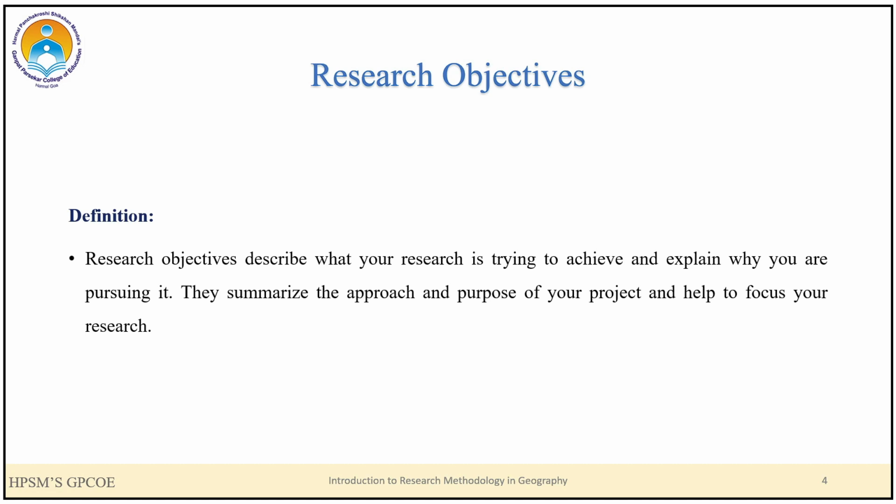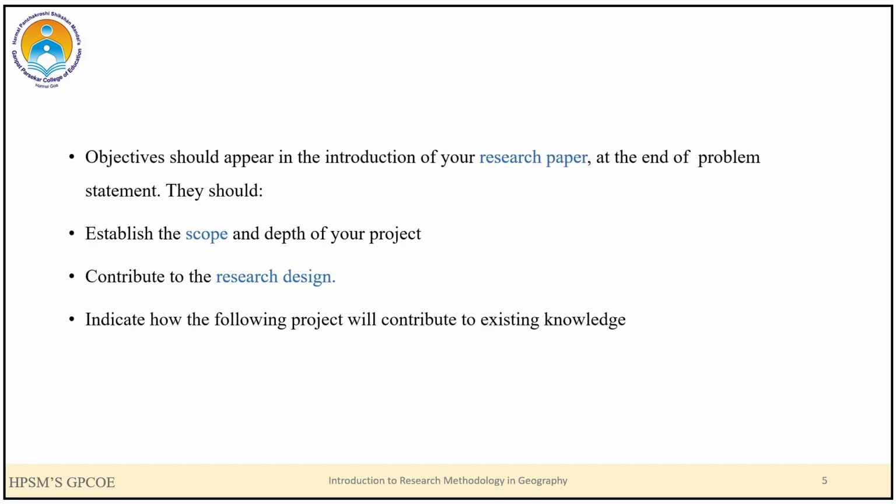Research objectives describe what your research is trying to achieve and explain why you are pursuing it. This summarizes the approach and purpose of your project and helps to focus the research. Objectives should appear in the introduction of your research paper, at the end of the problem statement. They should establish the scope and depth of your project. It should contribute to the research design and indicate how the project will contribute to the existing knowledge.